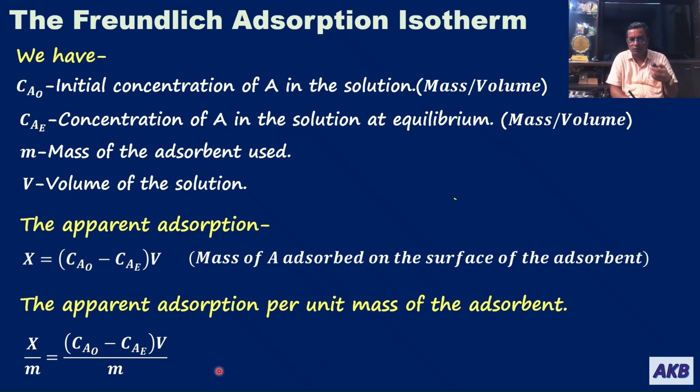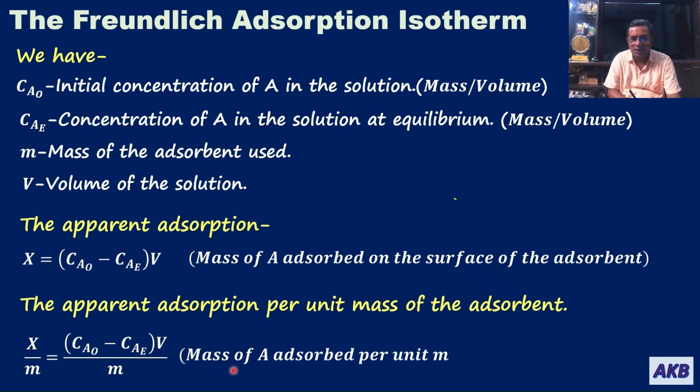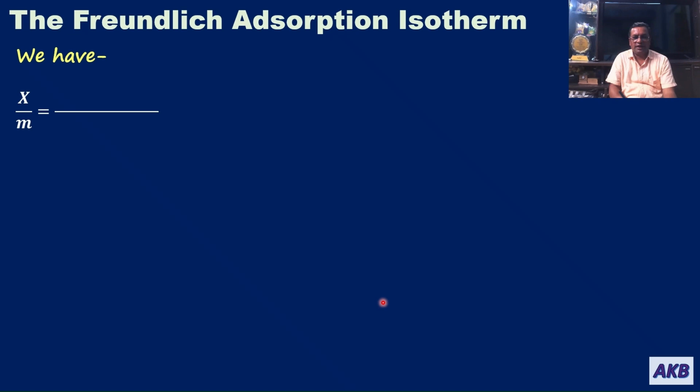If you have any doubt, please let me know in the comment section. So this is the mass of A adsorbed per unit mass of adsorbent, because we have divided it by the mass of adsorbent. So let us move ahead. Now we have got an equation for apparent adsorption per unit mass of adsorbent. It is X upon m equal to Ca0 minus CAE upon m into V.